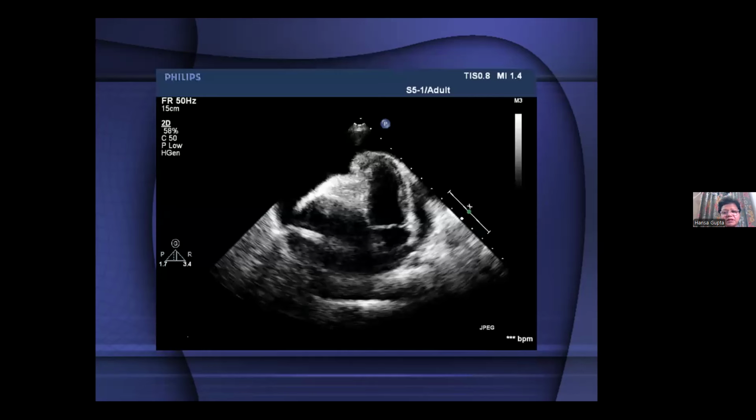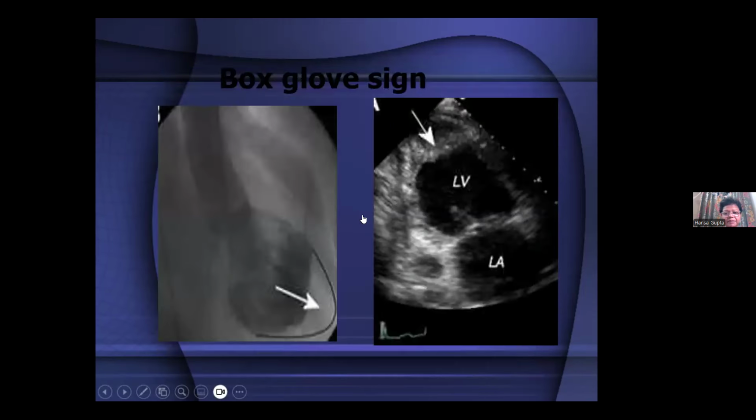So these are found in tropical regions and temperate regions. So one must have this in mind. See the RV? Entirely blocked apex. So this is called the box and glove sign. This is the LV ventricular angiogram. You are seeing the hand here, like the dye here. This is the obliterated apex, which is appearing like a glove. See this? All obliterated.